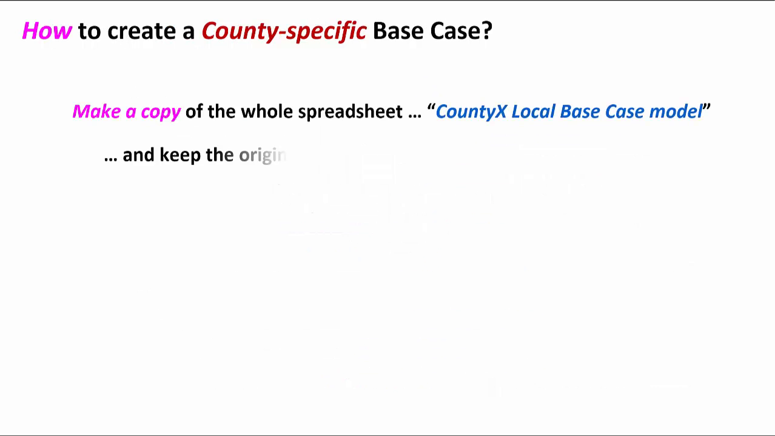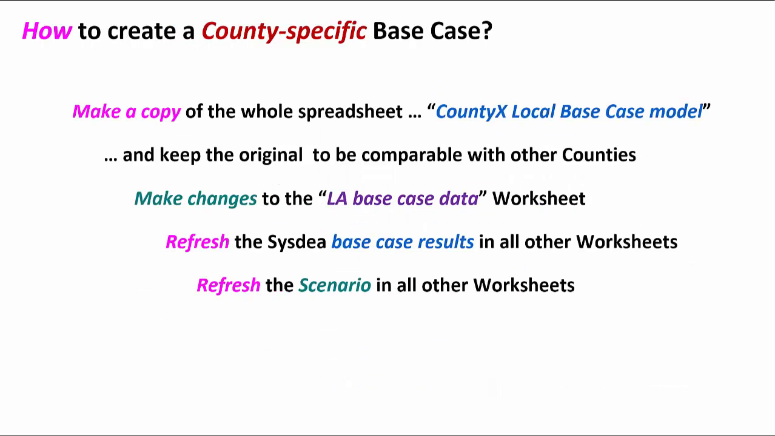Now, in summary, this is how you go about creating a county-specific base case. And the first thing to emphasise very, very strongly indeed is to make a copy of the whole spreadsheet that you've been sent. And you might call it something like County X local base case model. That's copying the whole spreadsheet. Don't just copy one of the worksheets or anything of that kind. You need a whole separate copy. And do keep hold of the original that was sent to you so that you've got a reference that is comparable with other counties.